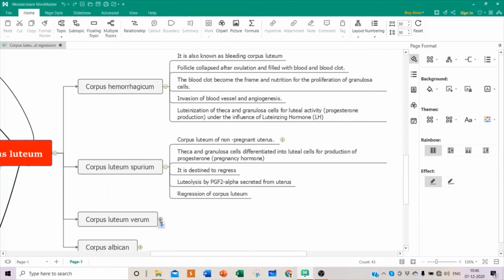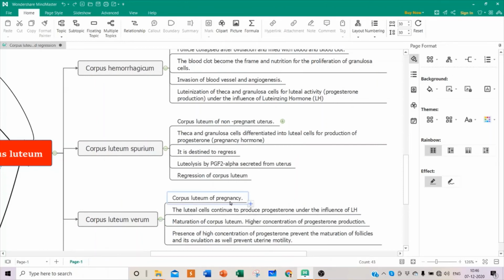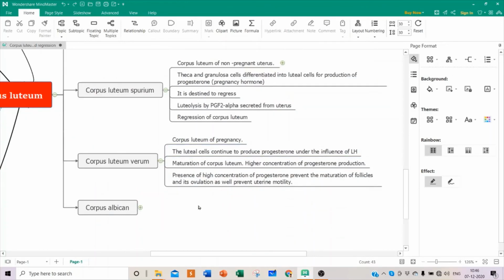Then corpus luteum verum. This is the corpus luteum of pregnancy. Luteinization of granulosa and theca cells occurs. They continue to produce progesterone under the influence of LH. Then maturation of the corpus luteum occurs, and they produce more progesterone. The presence of a high concentration of progesterone prevents maturation of follicles and ovulation, as well as uterine motility. It maintains the pregnancy.